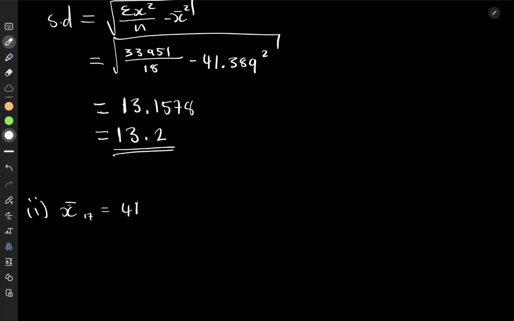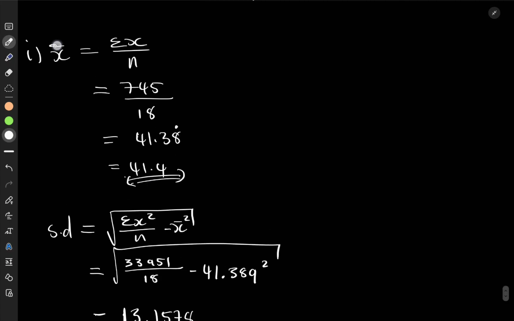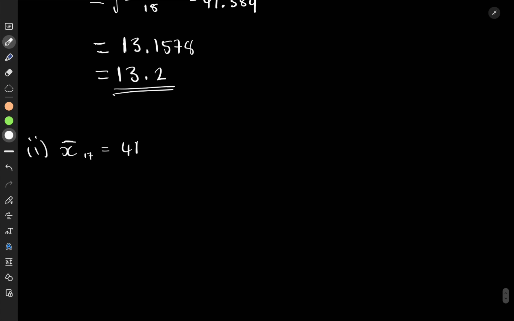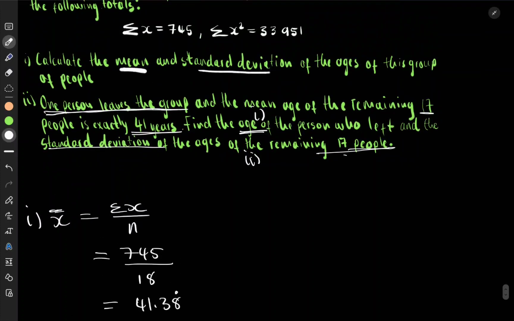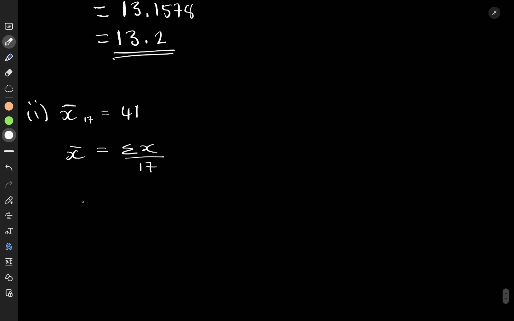Now we are trying to, so we know the mean. Now we know what the mean was for 18, right? We know what the mean was. It was 41.4. All right. So now, well, how would we get the mean for 17 people? We would say mean is equal to the sum of x over n, which would be 17 this time, right? It'll be over 17. Do we have the sum? We don't, but we know the mean. So we can put 41 is equal to the sum of x over 17.